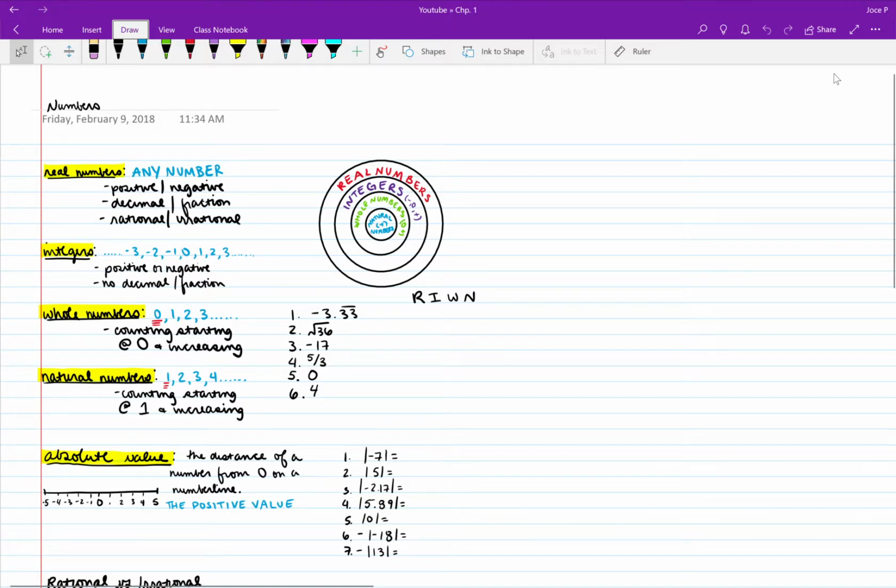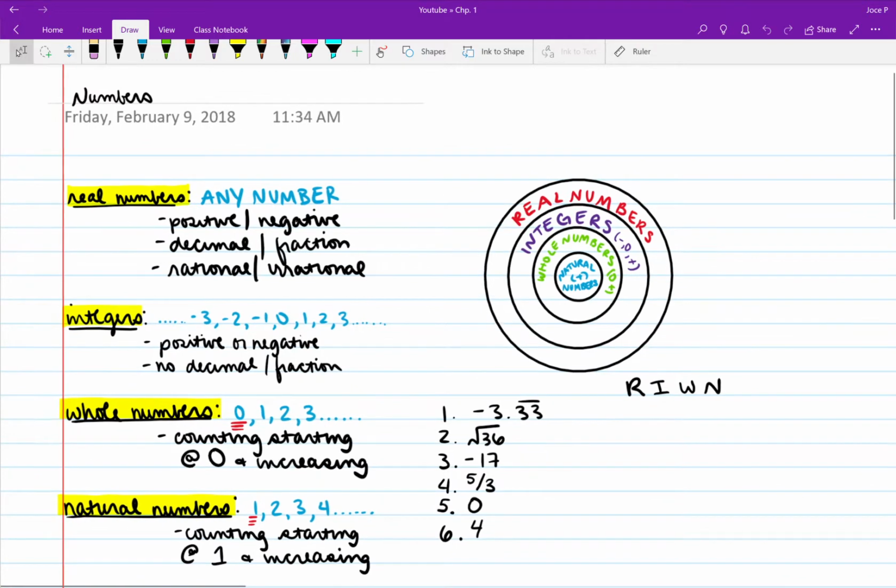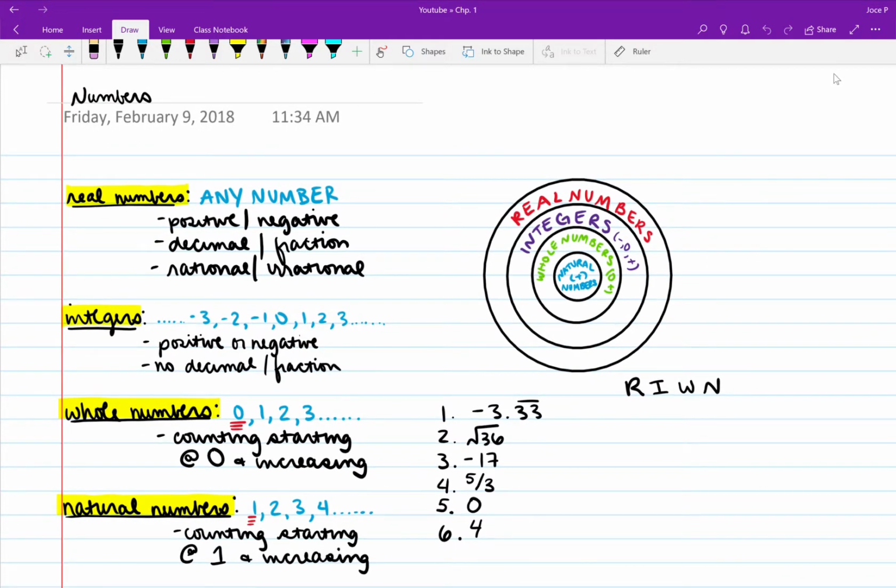Hi everybody, so today we're going to be going over numbers. What are numbers, the different kinds of numbers. So first we have here real numbers. Real numbers are basically just any number.